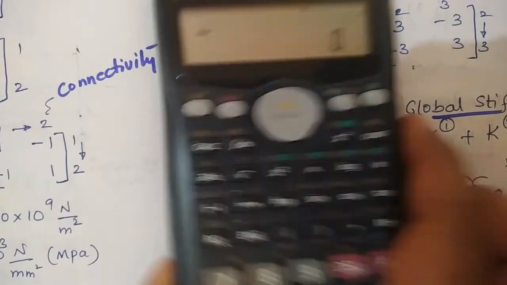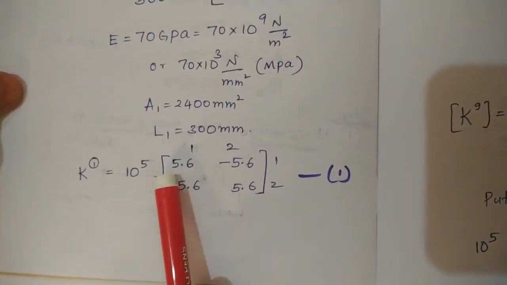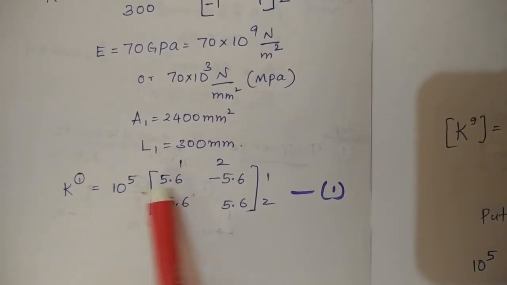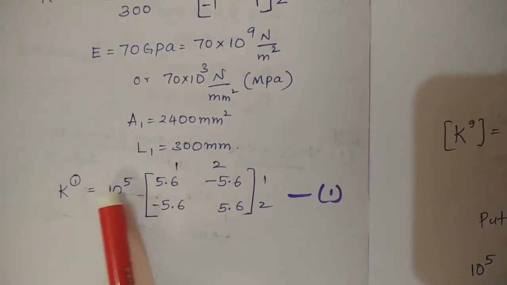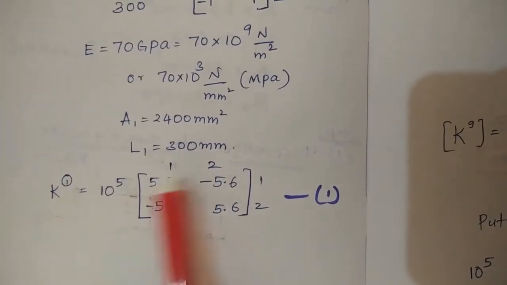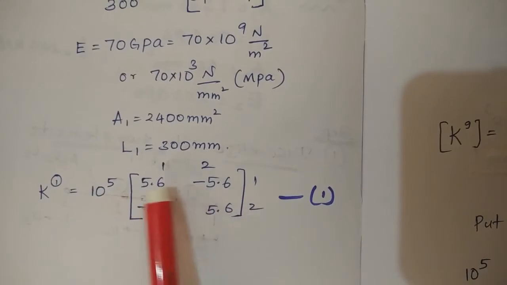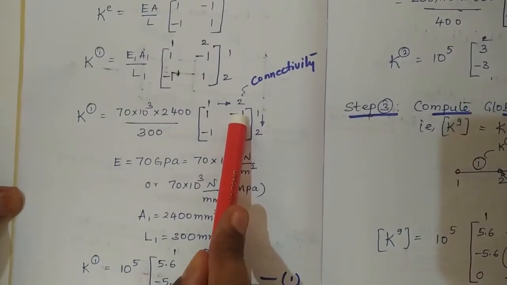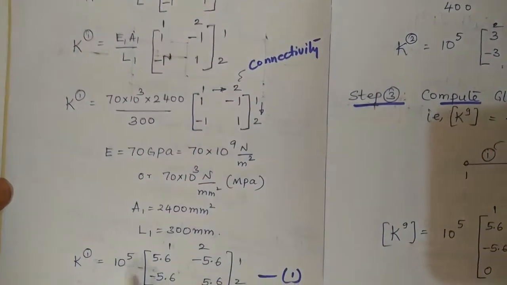Now have a look into it. Look here, 560 into 10 raised to 3. So I will take 5.6 inside the matrix and 10 power 5 will be outside of the matrix symbol. So this becomes the element stiffness matrix with 1 2 1 2 connectivity, 5.6, minus 5.6, minus 5.6, 5.6. I have just simplified this and taken 5.6 inside, with 10 raised to 5 kept outside.